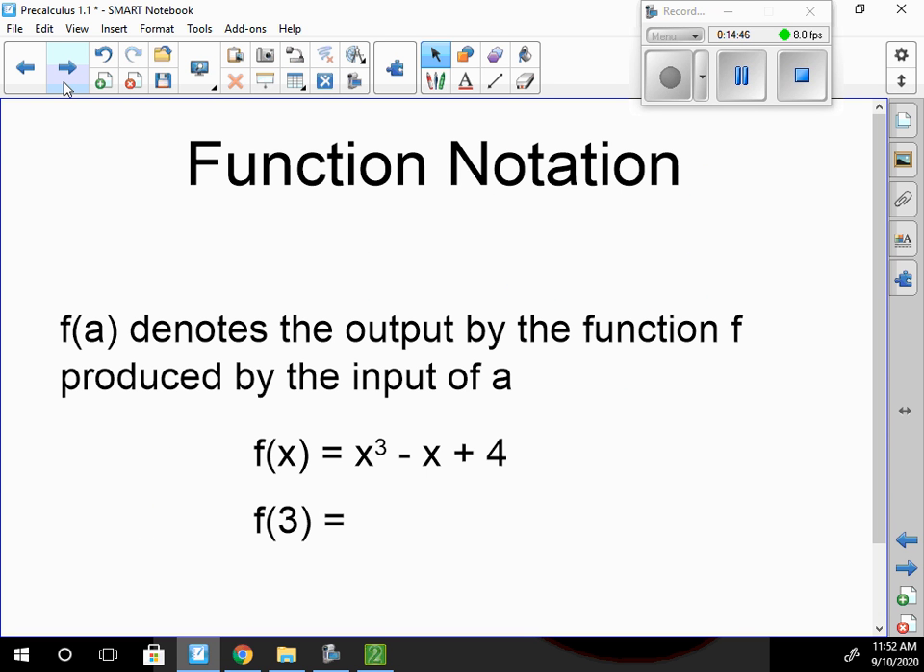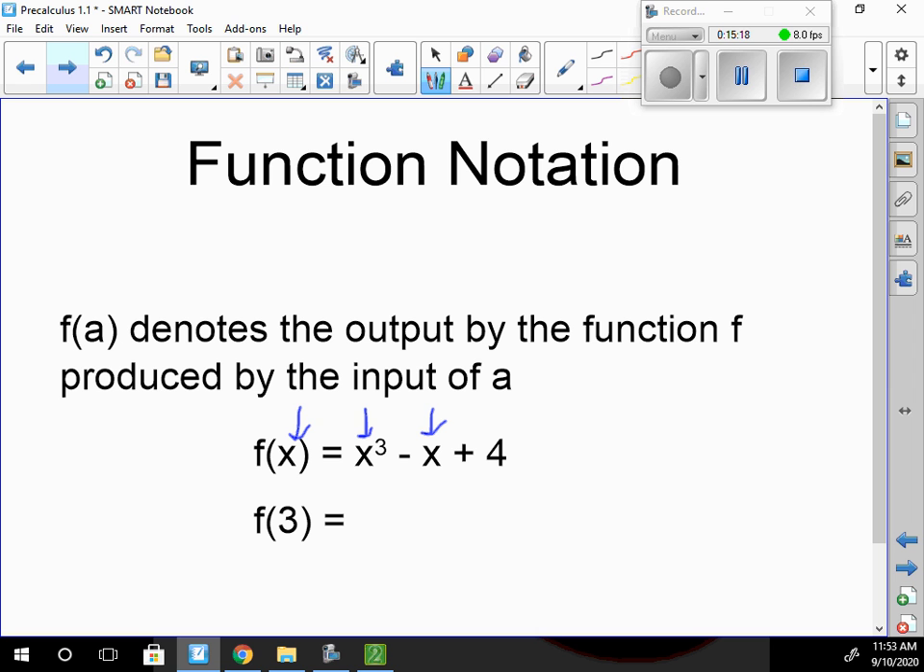Function notation. This notation trips people up, but it's really not that bad. F of A denotes the output by the function f produced by the input of A. So if you look at the first one, it says f of x equals x to the third minus x plus 4. That just means if I put an x in here, then an x replaces everything in this function. Everywhere there's an x, there's an x.